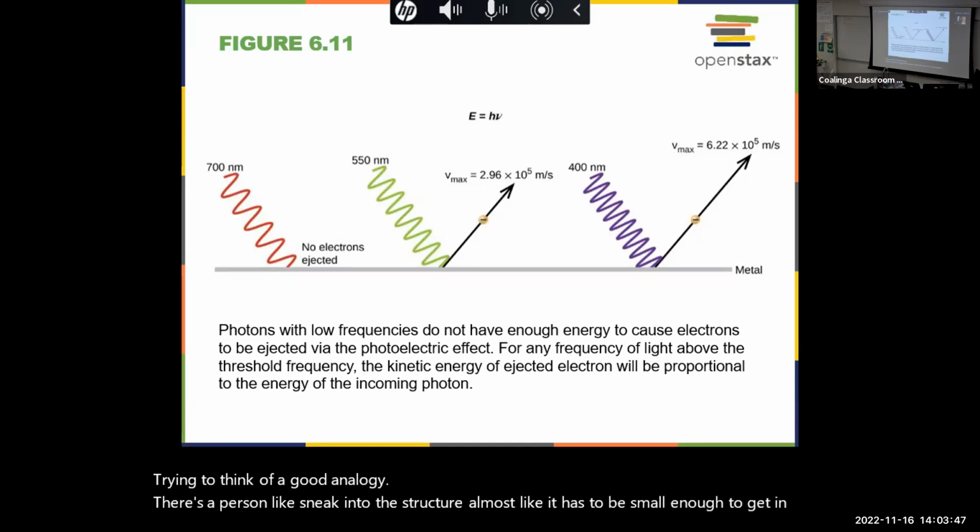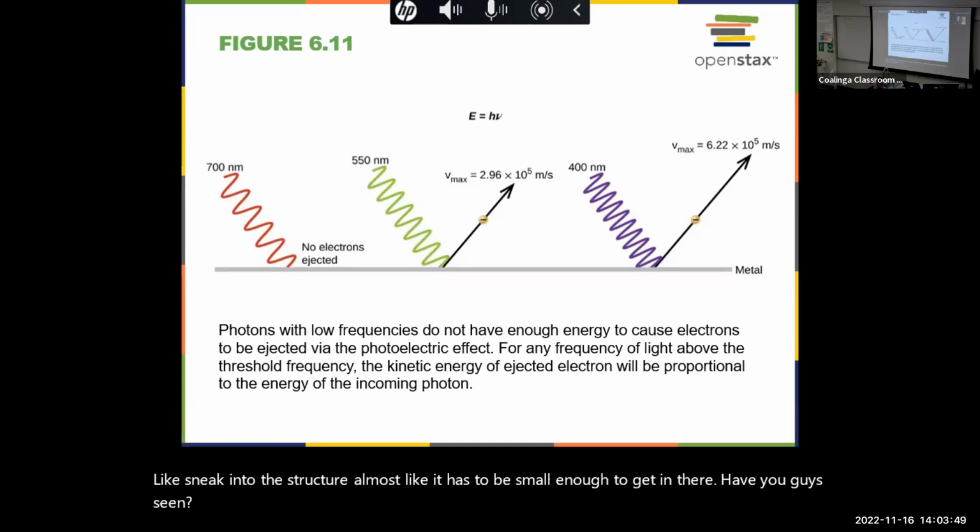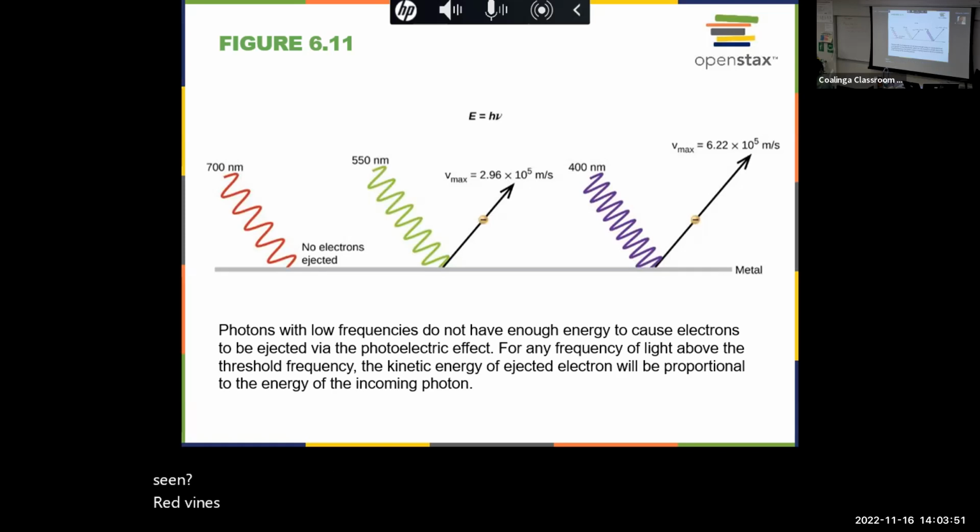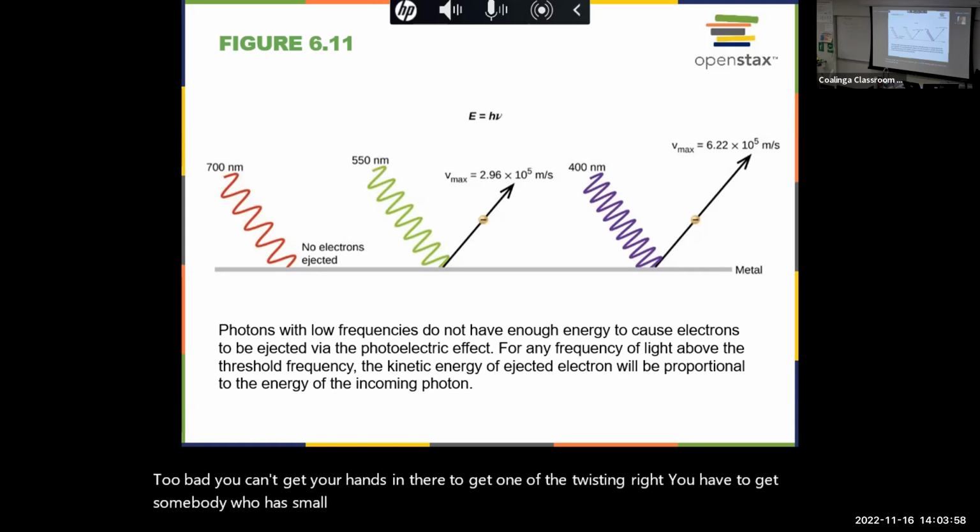Have you guys seen Twizzlers, not the Twizzlers, red vines? Jar of red vines. If your hands are too fat, you can't get your hands in there. Right? You have to get somebody who has small enough hands to sit there and get in. So that's kind of what we're doing in this system.